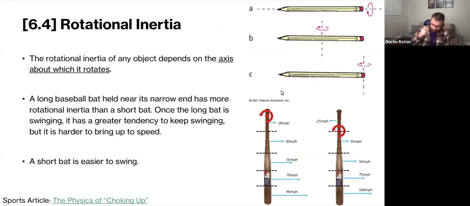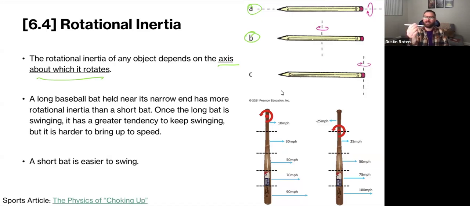The rotational inertia of any object actually depends on the axis that it rotates about. So if more rotational inertia means something is harder to rotate, let's think about these three examples with these pencils. So this way, you'll notice this is just a rotation around essentially the pencil lead, and I can do that with my iPad. See, look, this is the easy one, right? I can do this so fast. This is the axis of rotation going through the pen. That's easy. Okay, well, let's look at B. This one's a little bit harder.